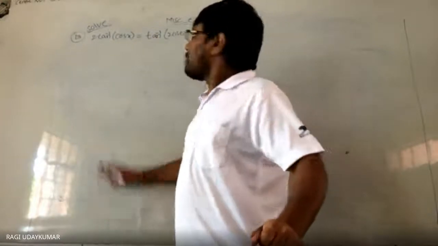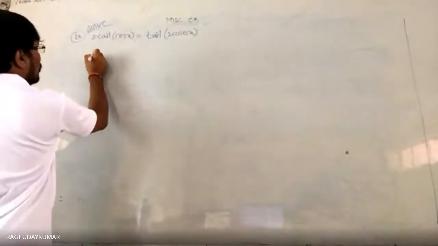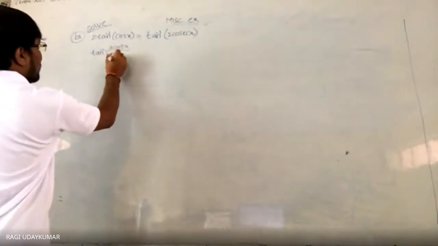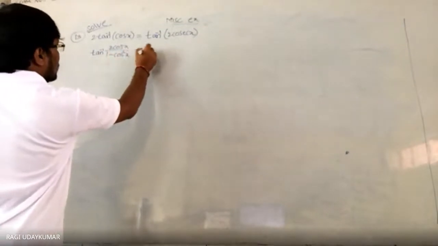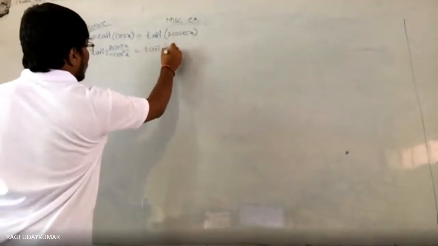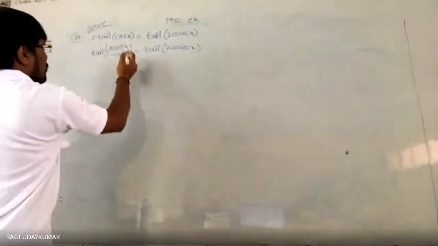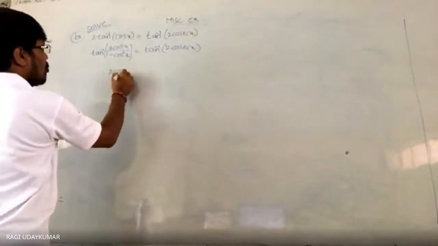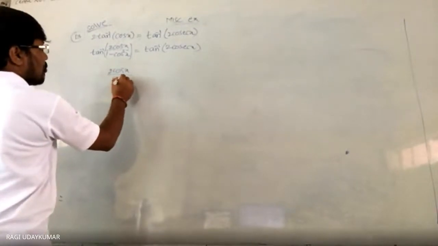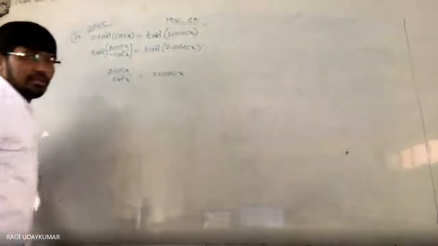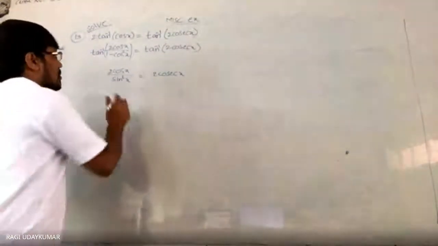This is a slightly different problem. So same method, simplify. So what do you get here? This one, tan inverse of 2 cos x by 1 minus cos square x is equal to tan inverse of 2 cosec x. So both have tan inverse, so then you can write it as 2 cos x by sin square x is equal to 2 cosec x. We need to simplify this and find out the value of x.